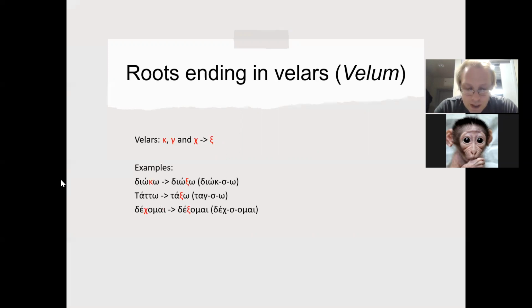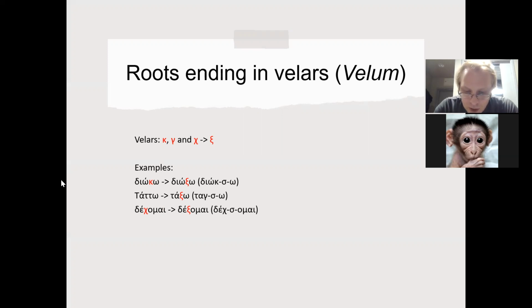Okay, next we have the stems ending in velar consonants. The term velar derives from the Latin velum, which means sail. So these are the consonants I form by placing my tongue against the roof of my mouth. In Greek, these consonants are kappa, gamma, and chi. When any of these consonants stand at the end of the verb stem, and when they combine with the future sigma, they turn into a xi.